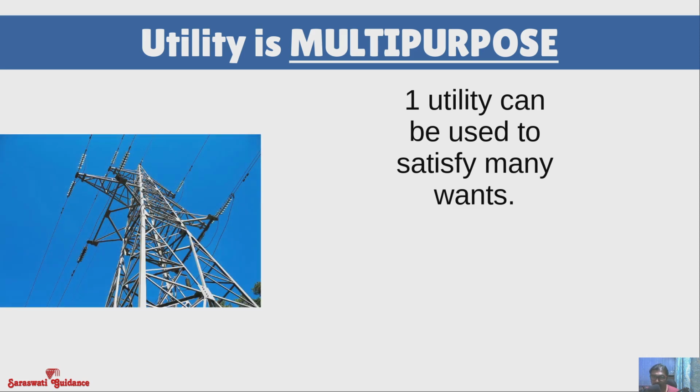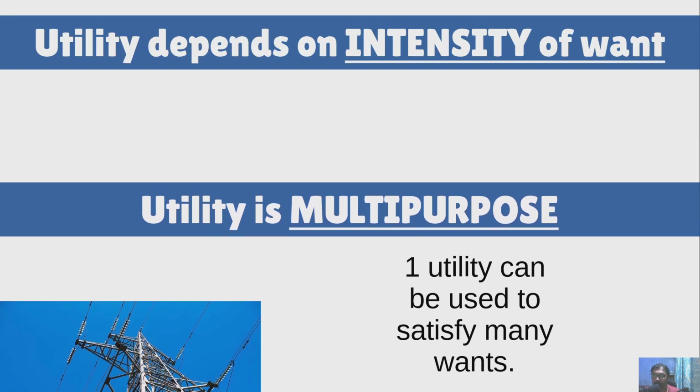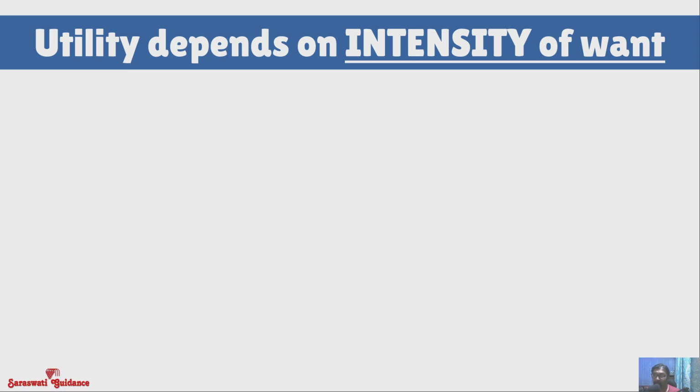For example, electricity. It can be used to operate a TV. It can be used to operate a computer. It can be used to operate a mixer, a fan, a tube light. The usefulness of all these devices is different, but electricity is common to all of them. So one utility can be used to satisfy many wants. The feature of this utility is called multi-purpose utility.